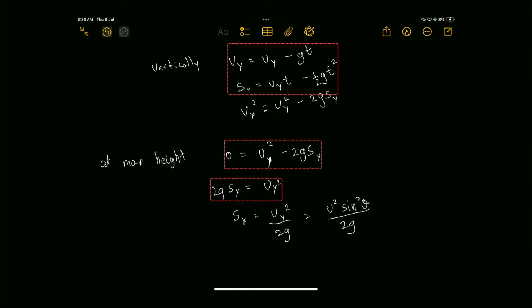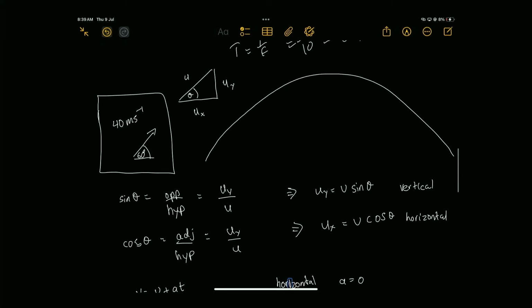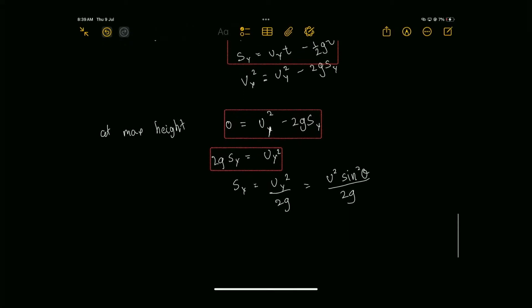Like for example, in this question, u was equal to 40 and theta is equal to 60. So if you just substitute 40, 60 and g 9.81 or 10, depending on what the question gives, you will get the answer for that.